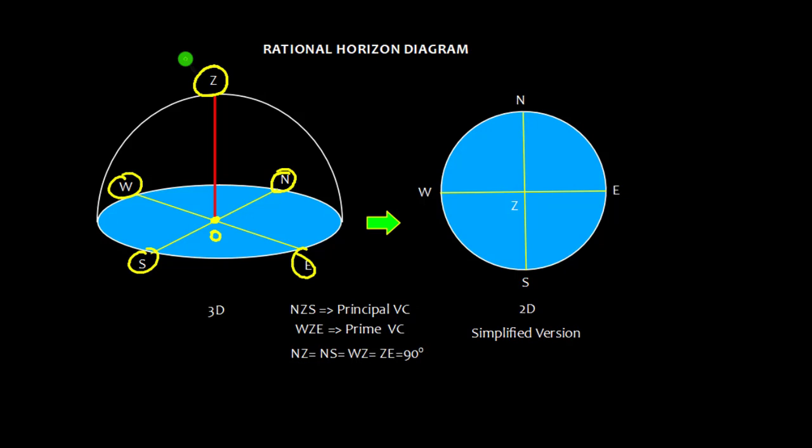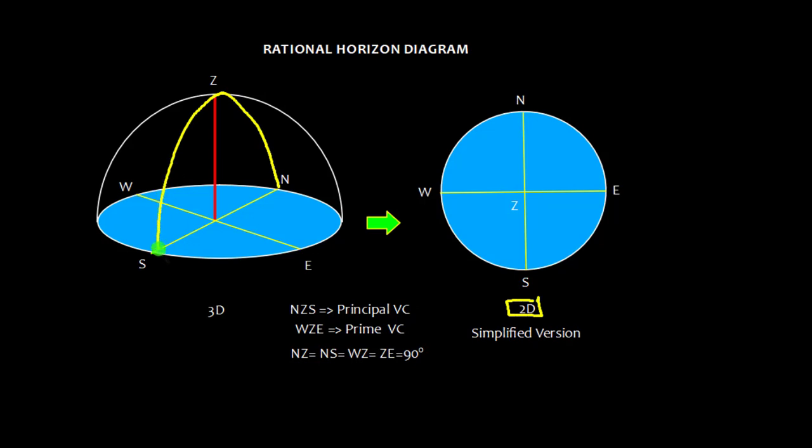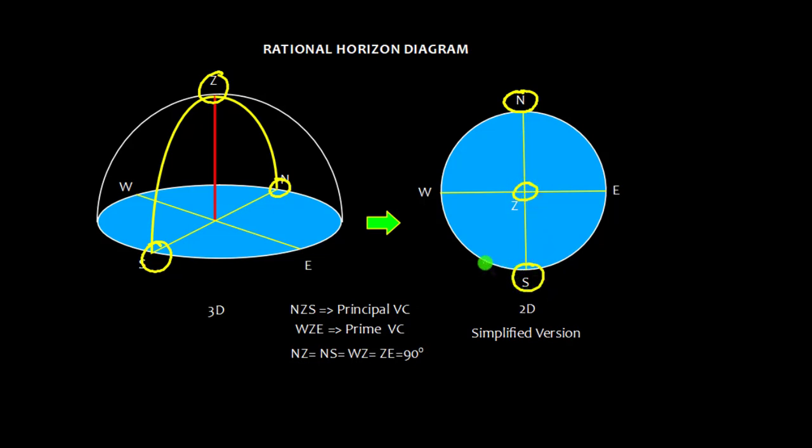Now how to represent this three-dimensional picture in a two-dimensional way? So here we are having this vertical circle. I represent this with simply this line. Alright, let me just show it here. So this is north, Z and south. This is part of the vertical circle. This is represented as north, Z and S.